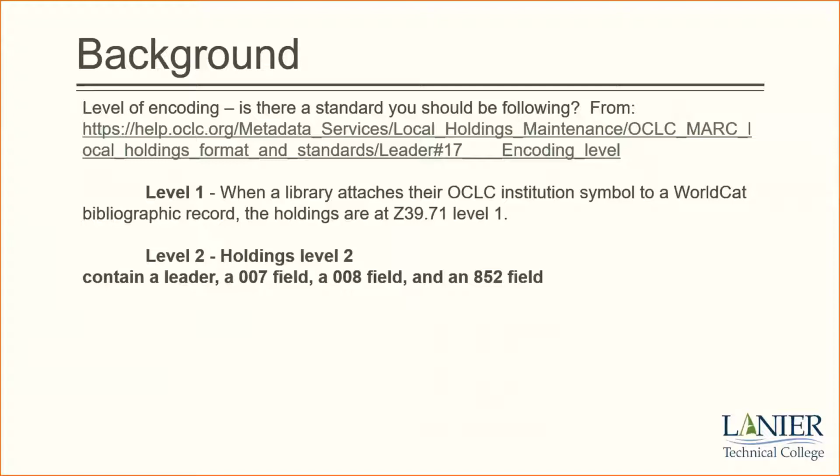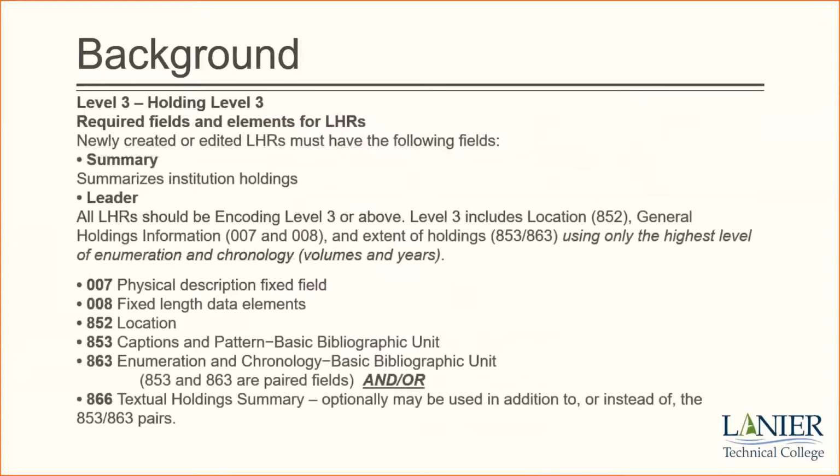Okay. The minimum for local holdings records is a level 2. And that's just going to be the leader, an 007, an 008, and an 852 field. And that's it. That's all you're going to put. Okay. For the state of Georgia, and if you are a gold member, the minimum level that you need to have is a level 3.